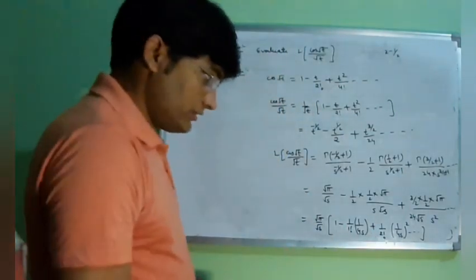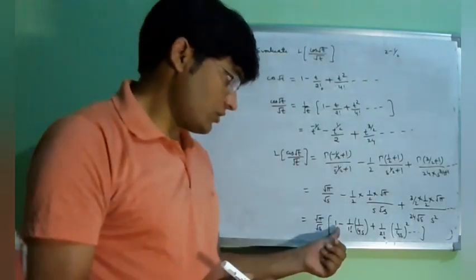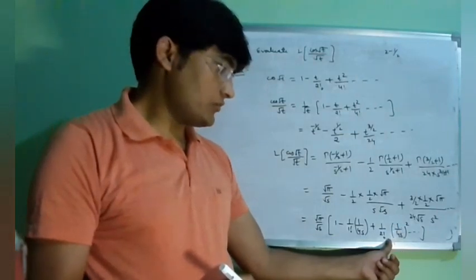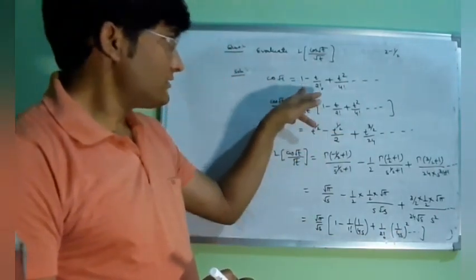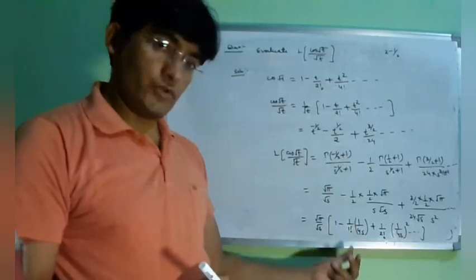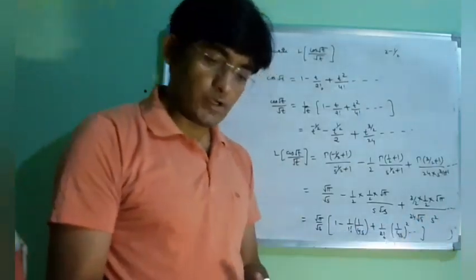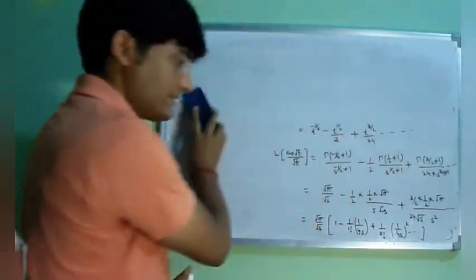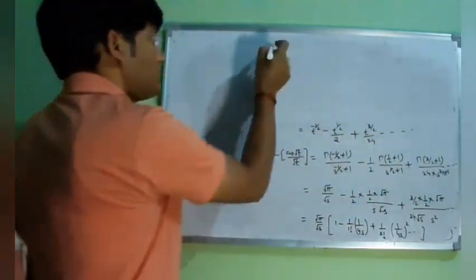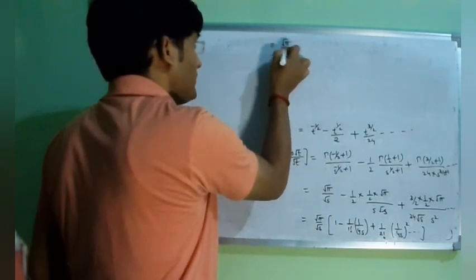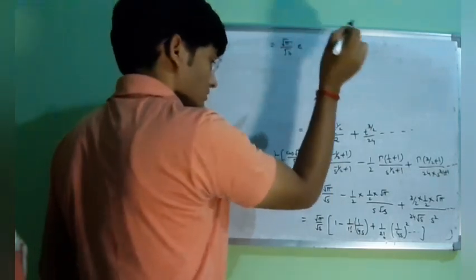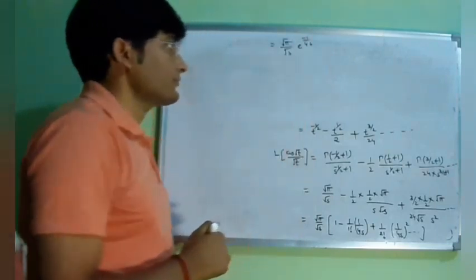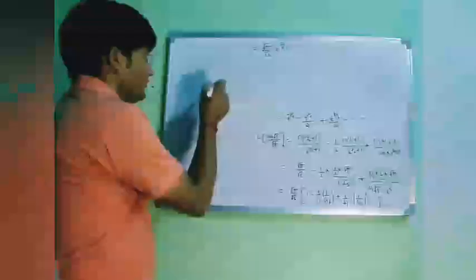Why we have done all these things? Because we have the series of 1 minus x upon factorial 1 plus x square upon factorial 2, and so on. So this is the series of e to the power minus x. So our answer will be root pi upon root s into e to the power minus 1 by 4s. So this is your answer.